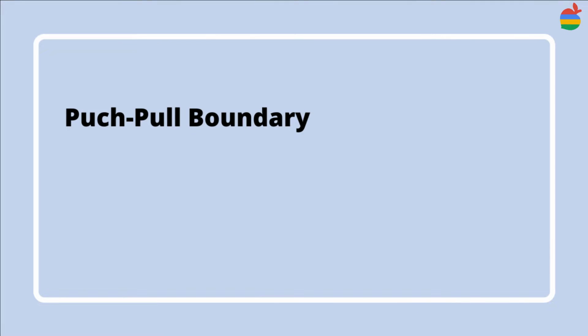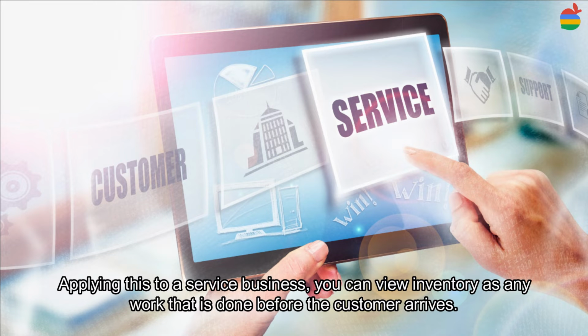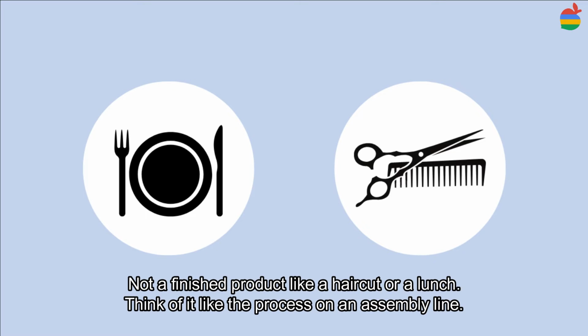The push-pull boundary is the point at which a factory switches from pushing production based on a forecast of demand to pulling products to meet customers' orders. Applying this to a service business, you can view inventory as any work that is done before the customer arrives, not a finished product like a haircut or a lunch. Think of it like a process on an assembly line.